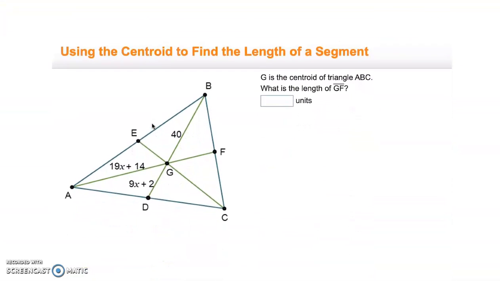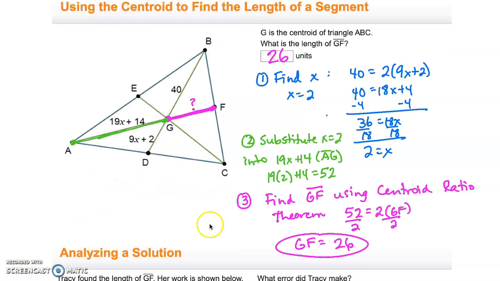Okay, pause the video and try this one out. All right, take a look at this. So first thing we need to do is find the value of x. We want to find GF, so we've got to take a look at that. First I've got to find x somehow because there's an x involved here. So I do know that BG is 40 and GD is 9x plus 2. So I can solve for x because I know that 40 is twice 9x plus 2, and I get x equals 2.